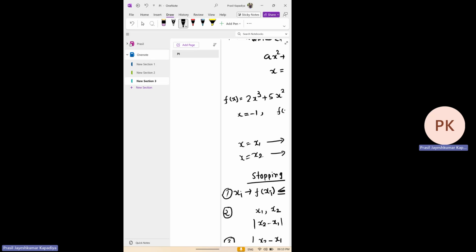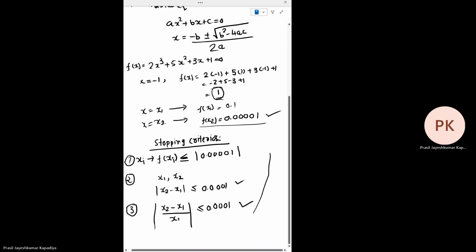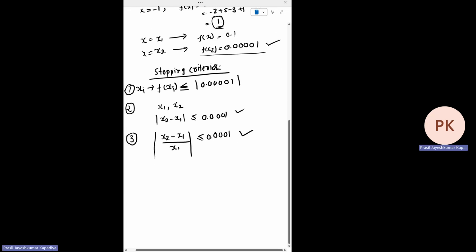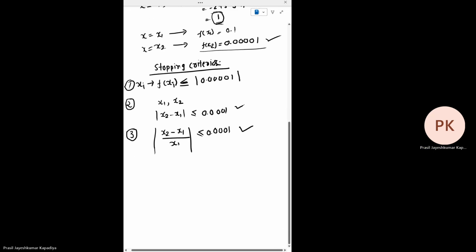So this is about stopping criteria. Now let's move ahead. So what are the various methods available to solve these kinds of non-linear equations?